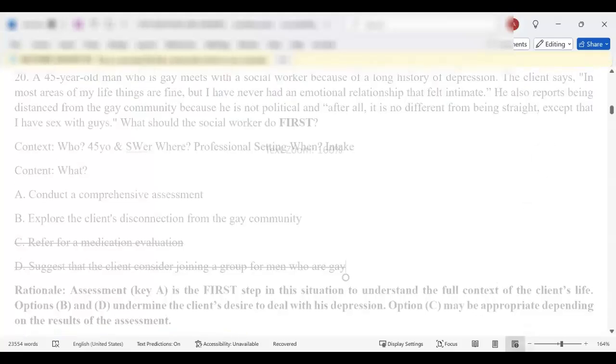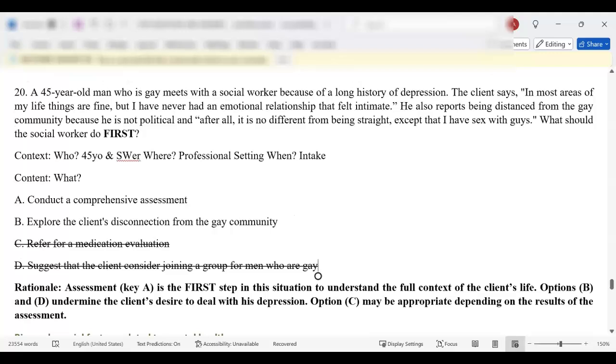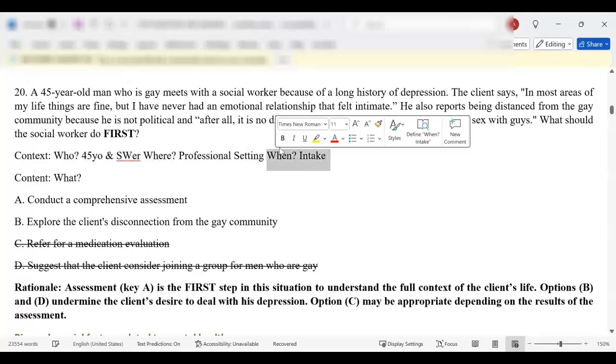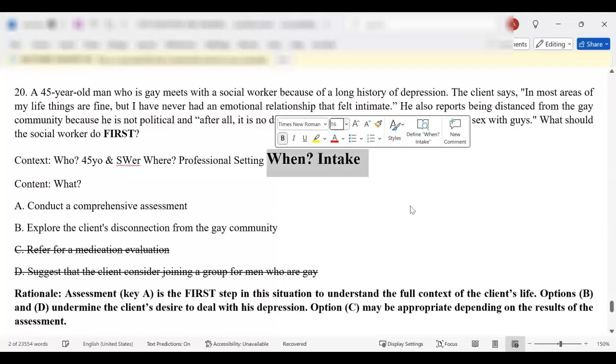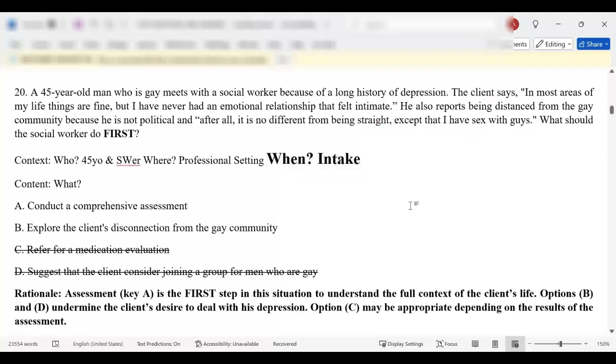Well, initially I was thinking B, and then I took a look at the when, which was we were in the intake process. And I figured that a comprehensive assessment would also help me explore the disconnection from the gay community or find out more about the individual psychosocial history that would give me more information about him as well.